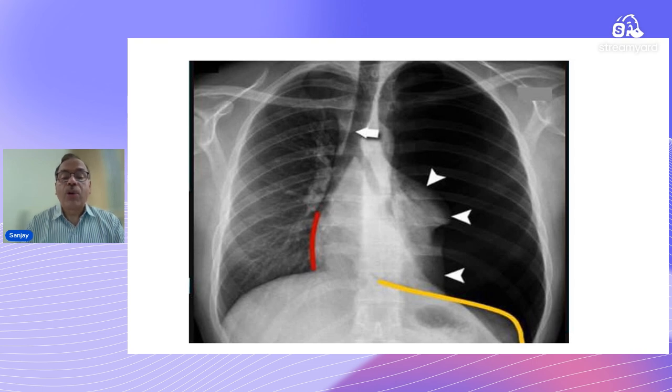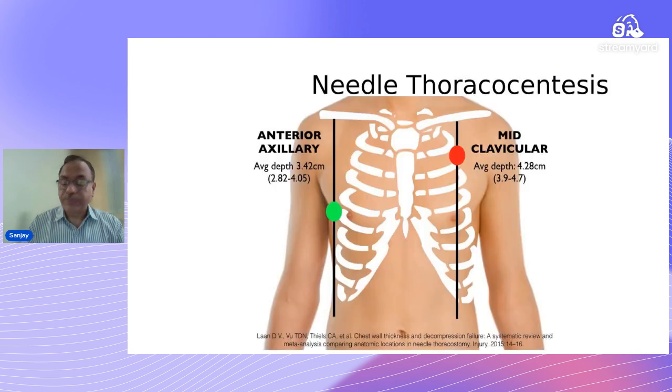And the right border of the heart, as shown on the red line, also appears to be displaced towards the right side. So this classical picture of tension pneumothorax is what is seen here.